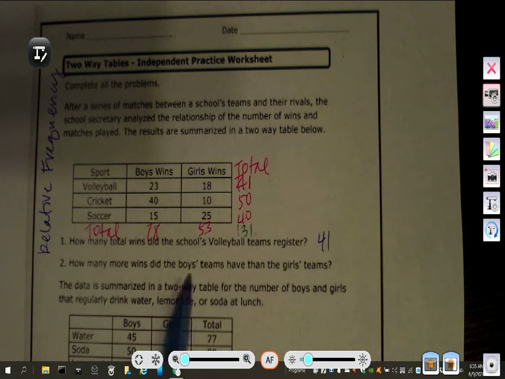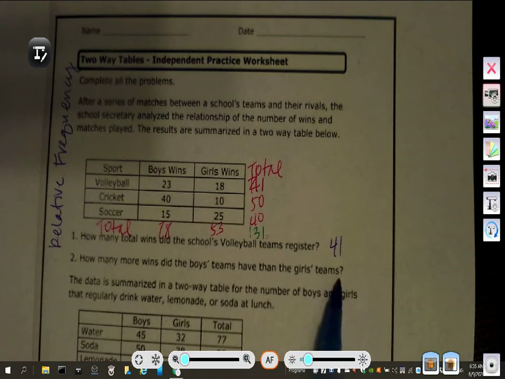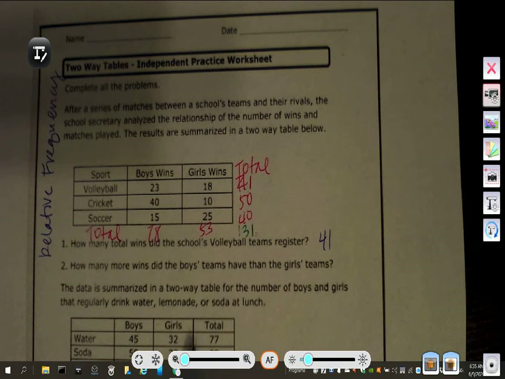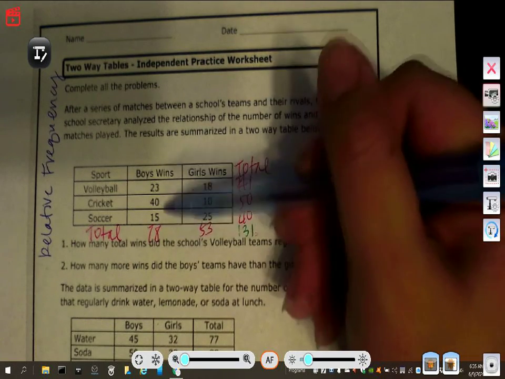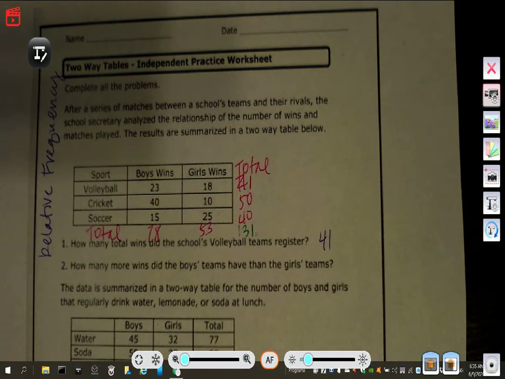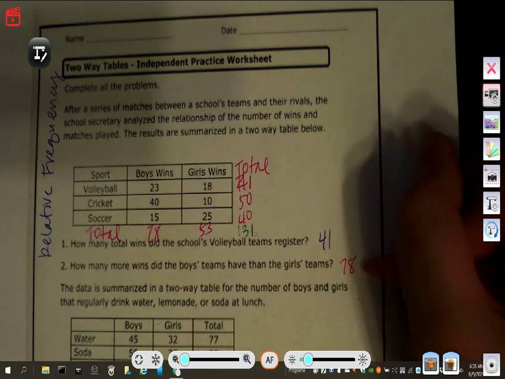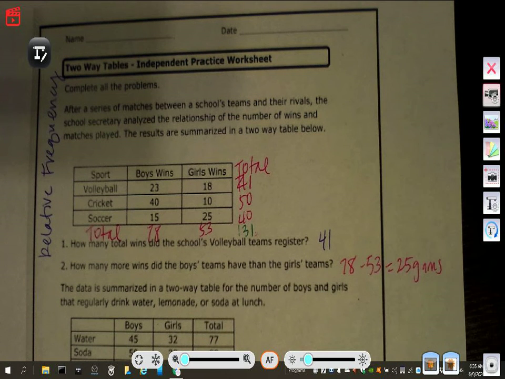How many more wins did the boys team have than the girls team? What I need to do is compare the total number of wins for the boys and the total number of wins for the girls and subtract them to see which one is bigger and by how much. Looking at the table, we're trying to figure out what part of the table we should be looking at. For the total number of wins for the boys, I'm looking at this column and saying between the three sports, boys won 78. Same way, between the three sports, the girls won 53. If I subtract those two numbers, I'm going to get 25 games that the boys won in total more than the girls. Okay?